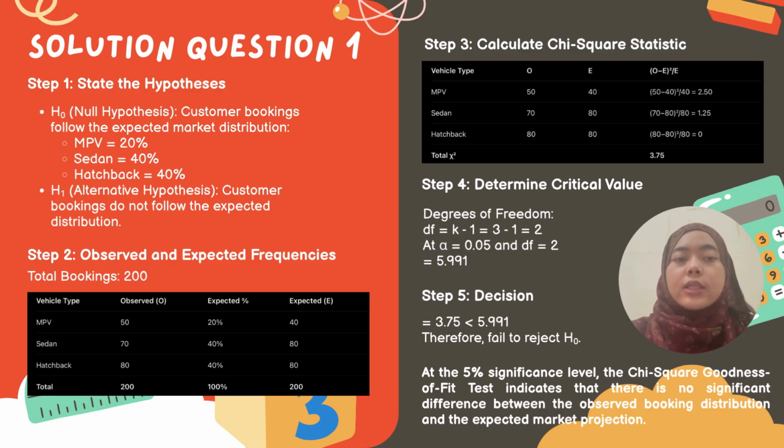Using the chi-square formula, we compared the observed and expected values. The calculated chi-square statistic was 3.75. Since there are 3 vehicle categories, the degrees of freedom are 2. At a 5% significance level, the critical chi-square value is 5.991. Because our calculated value 3.75 is less than the critical value 5.991, we fail to reject the null hypothesis. This means there is no statistically significant difference between the observed booking data and the expected market distribution. In conclusion, the actual customer booking behavior aligns with the market projection, indicating that Our Car's demand forecasts are accurate and provide a good fit to the observed data.